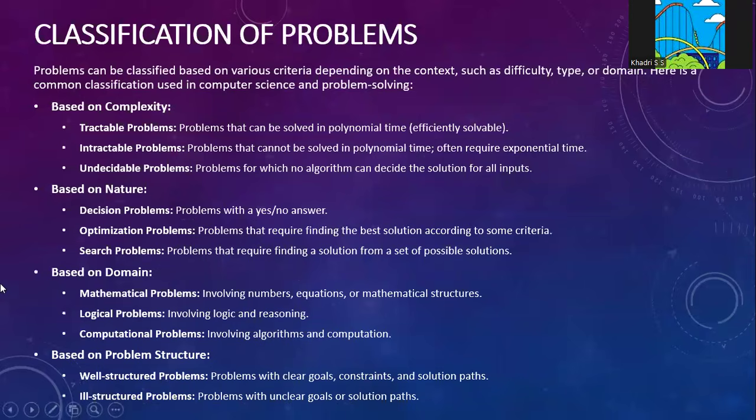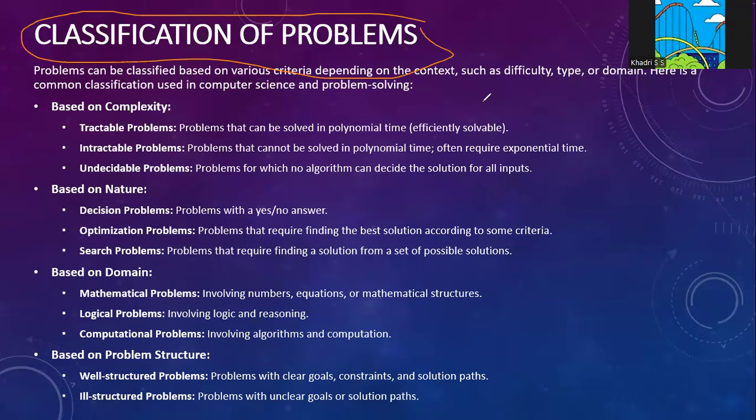Next, classifications of problems. A problem can be classified based on various criteria depending on the context, such as difficulty, type, or domain. Here are some common classifications used in computer science and problem solving.